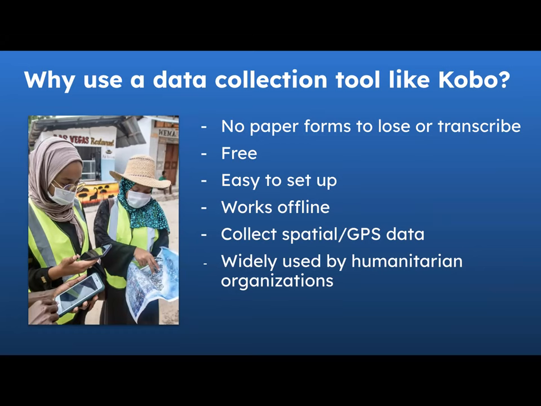It's easy to set up. It works offline, which is great when you don't have internet access or a cell phone signal. It collects spatial data with your phone's GPS and automatically associates that data with all the other information you're collecting, or even pictures you're taking in the field. And it's widely used by humanitarian organizations. That means it's well tested, it is regularly updated, and there's an active forum for technical support.